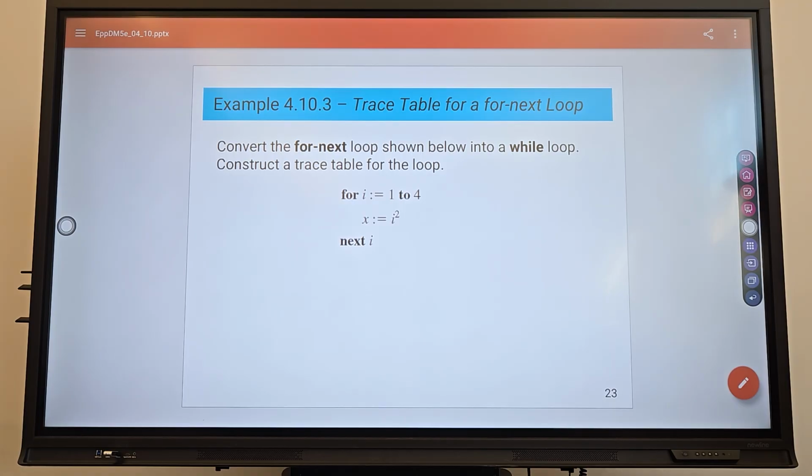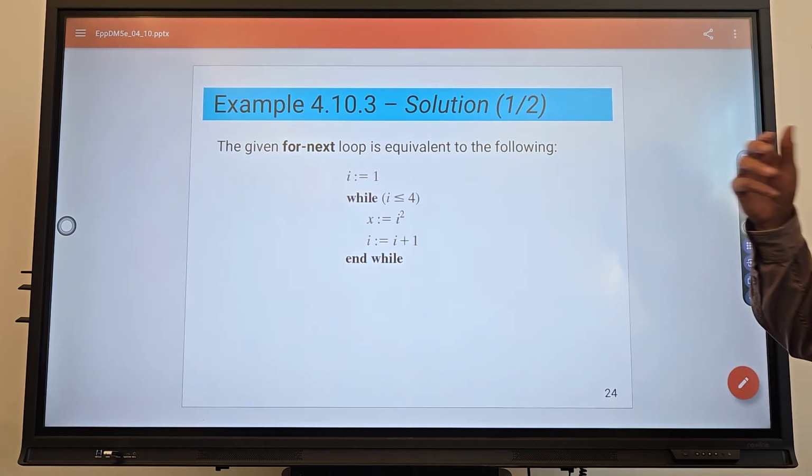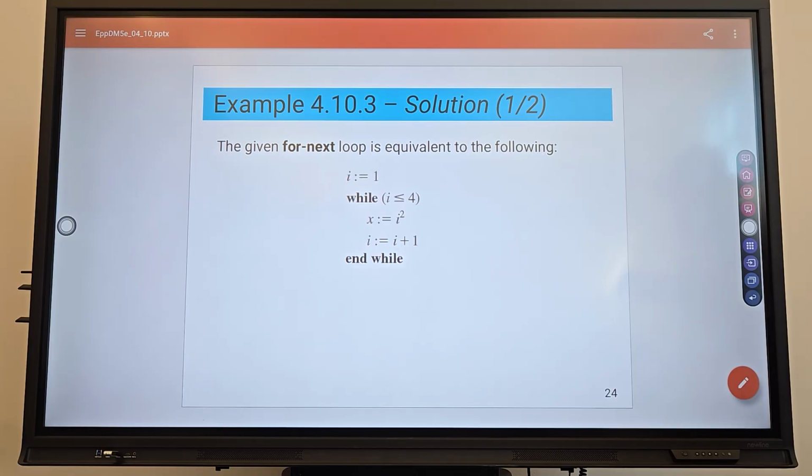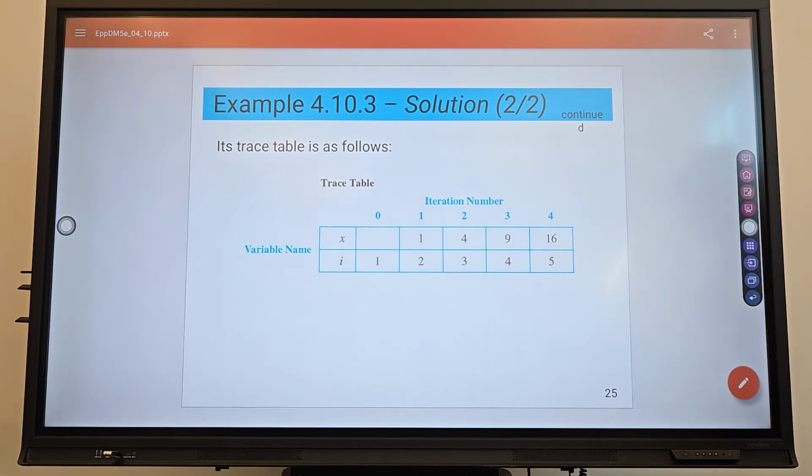And the trace table would have I equaling 1, 2, 3, and 4. And x would be equal to 1, 4, 9, and 16, ending at a value of 16 for x.